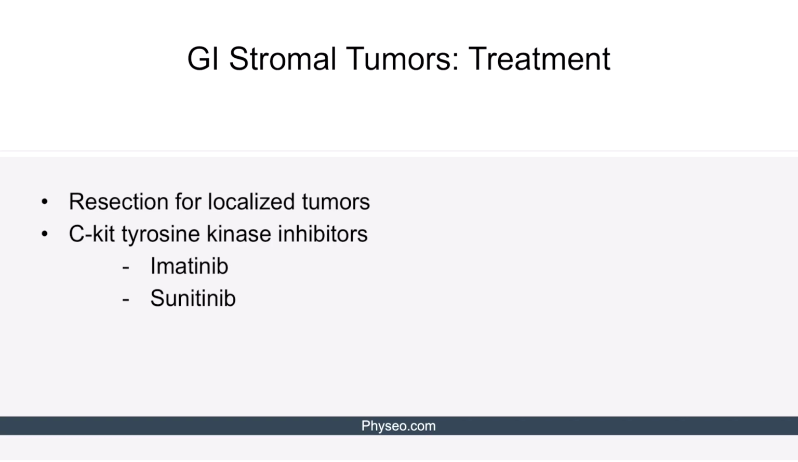Let's end this lecture with the treatment of GIST. GIST tumors can be resected if they are localized. Since these tumors are often a result of mutations in c-KIT proto-oncogenes, c-KIT tyrosine kinase inhibitors are used to treat the tumor. Imatinib is one of the c-KIT tyrosine kinase inhibitors that can be used. Sunitinib, another c-KIT tyrosine kinase inhibitor, is used as an alternate choice for refractory disease.